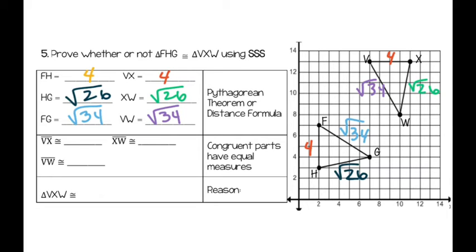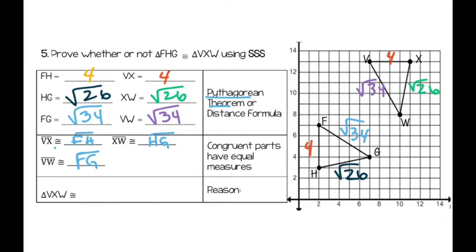The reason that I knew what they all were is because of the Pythagorean theorem. Okay, the next part of the proof that's mapped out says VX is congruent to. So which side is VX congruent to? VX is the same as FH, and so I'm going to write that it's congruent to FH. XW is congruent to HG, and VW is congruent to FG.